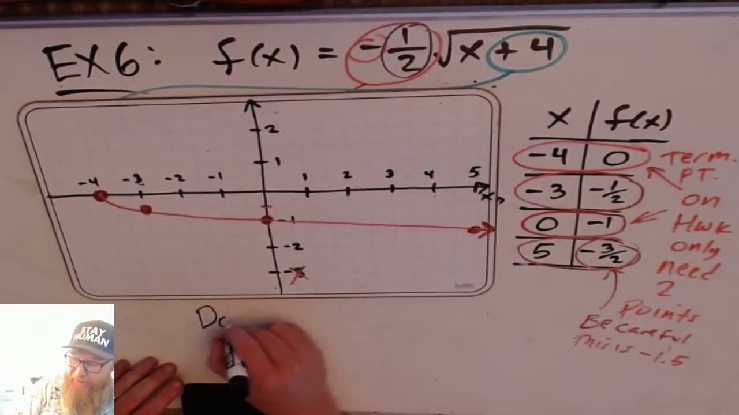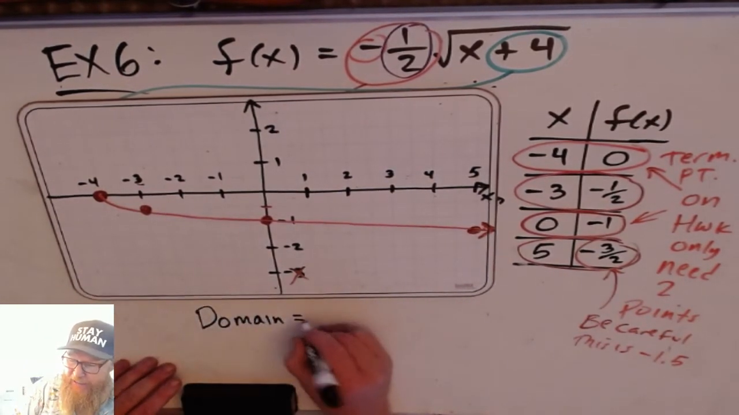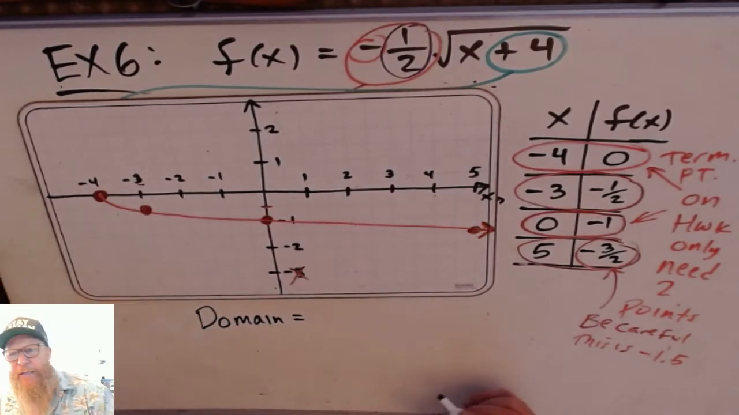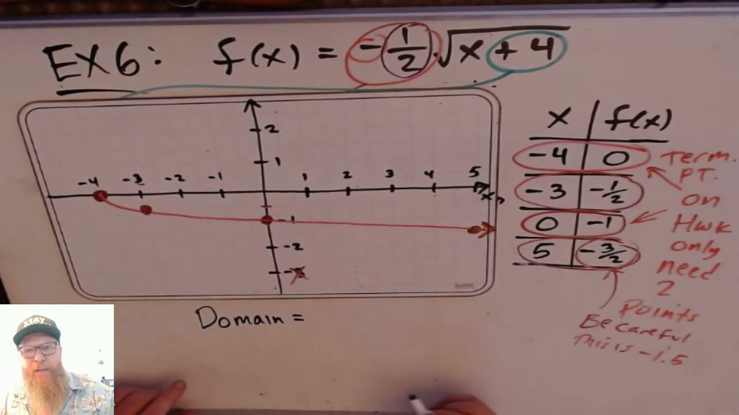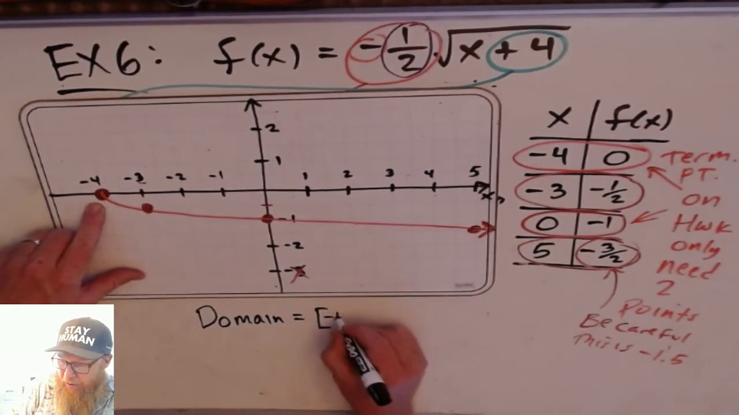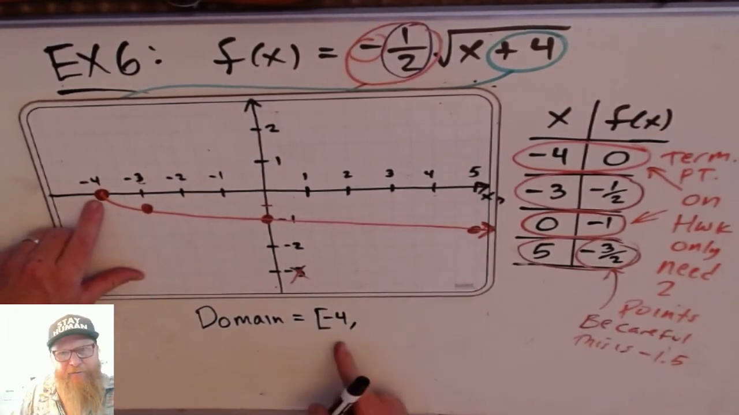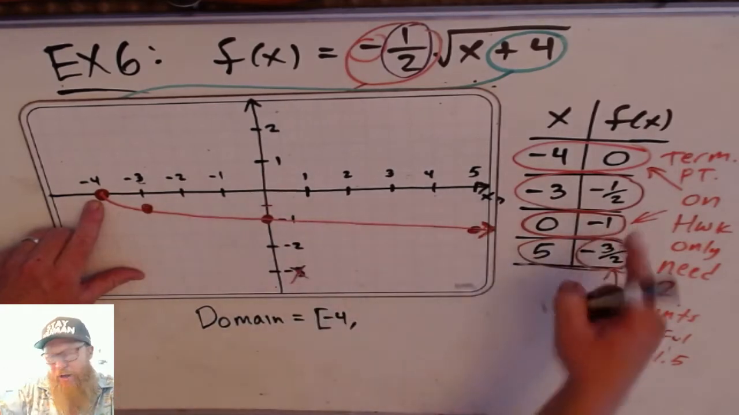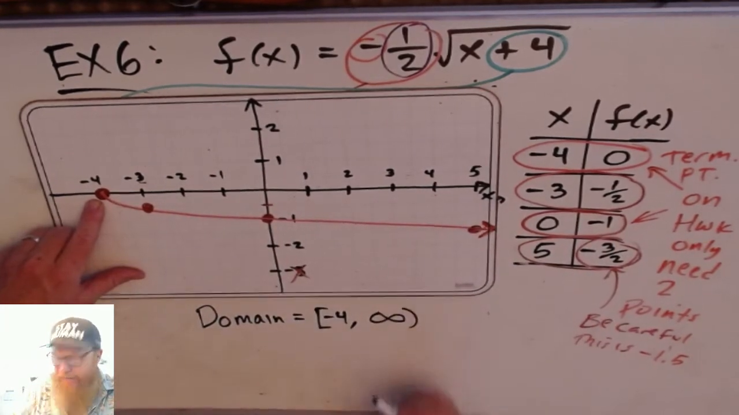This is not a free answer for domain and range. You're going to have to work a little bit to get the answer. So the domain starts at -4. It's including -4. And it goes all the way to positive infinity.